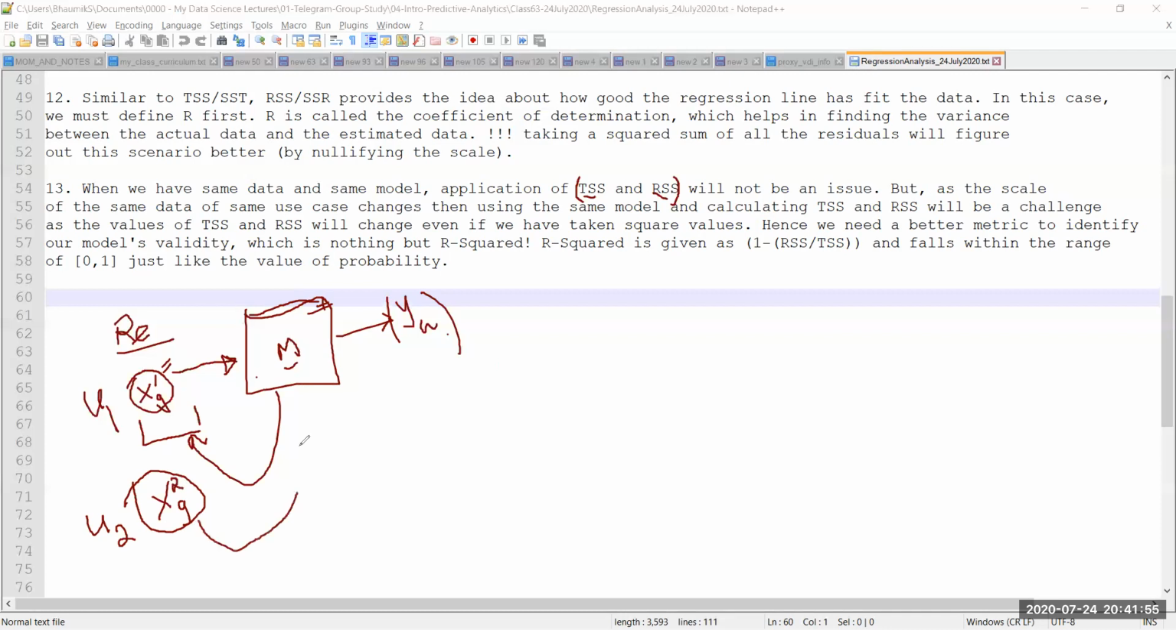Now if I pass this over here, it's still going to give me the output. That is not an issue. In the first place, I got y1 hat. In the second place, I'm going to get y2 hat. So this is really not going to be a problem. The problem is going to be elsewhere, right? The problem is the scale is different between x2 of g and x1 of g, and that's why my TSS and RSS value is going to change.